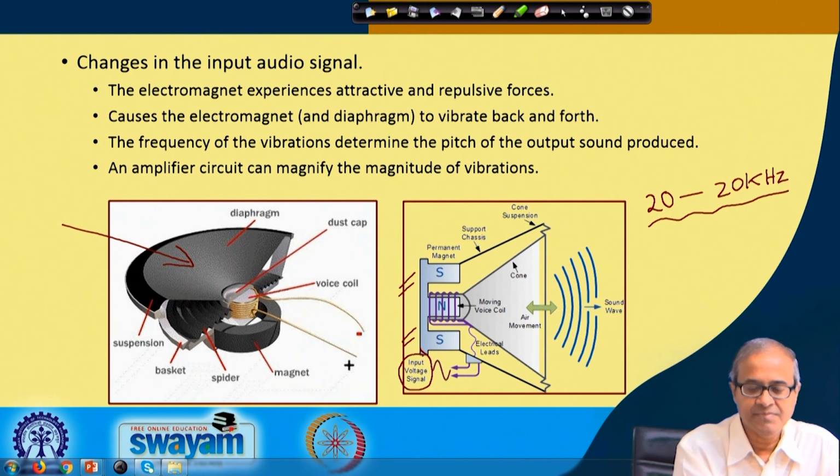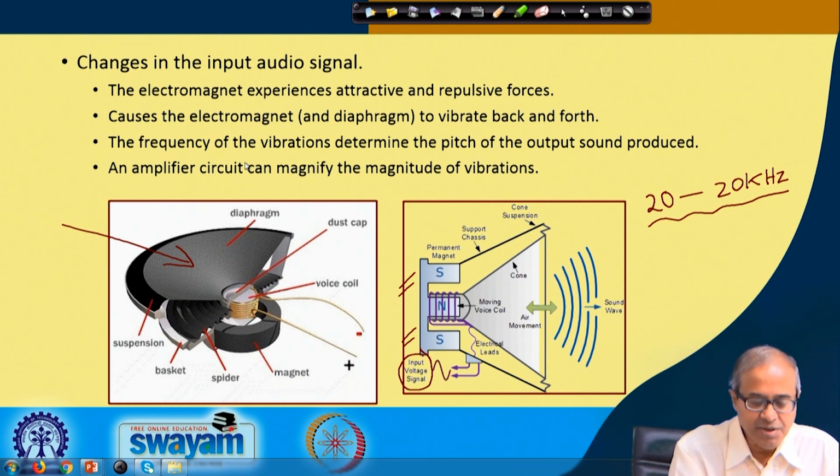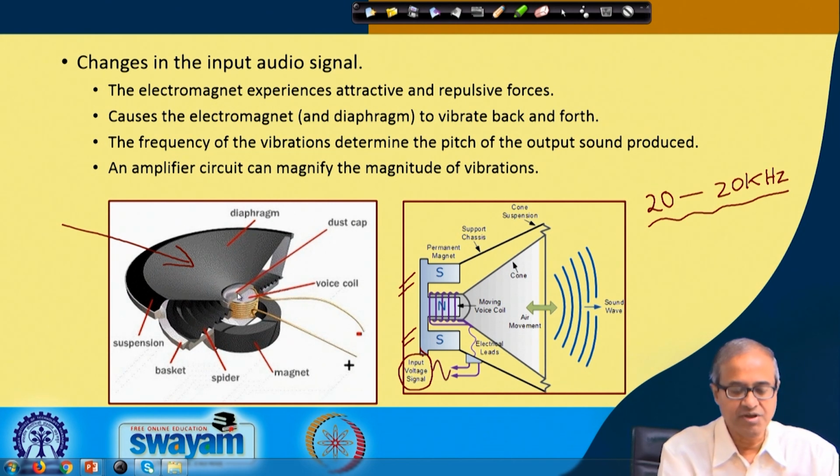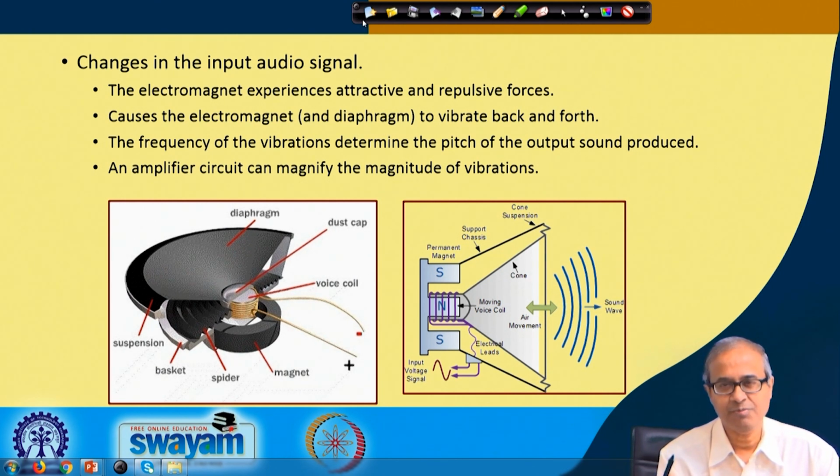So, you see here this electromagnet, it experiences attractive and repulsive forces depending on the direction of current that is flowing through it. So, the electromagnet as well as the diaphragm will be moving up and down, there will be a vibration, and the frequency of vibration will generate a sound.